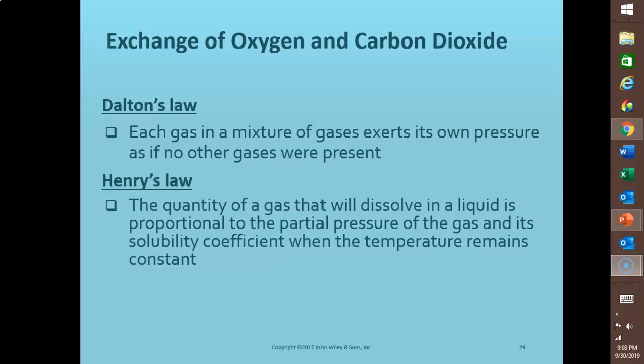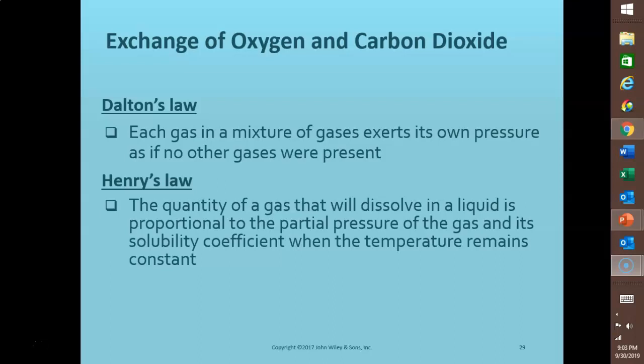Henry's law says that the quantity of a gas that will dissolve in a liquid, remember your body's liquid, is proportional to the partial pressure of the gas and its solubility. In body fluids, the ability of a gas to stay in solution is greater when the partial pressure is higher and when it has a high solubility in water. The higher the partial pressure of a gas over the liquid, the higher the solubility, the more that gas will stay in the solution. So compared to oxygen, much more CO2 is dissolved in the blood plasma because it's about 24 times greater in its solubility than oxygen.